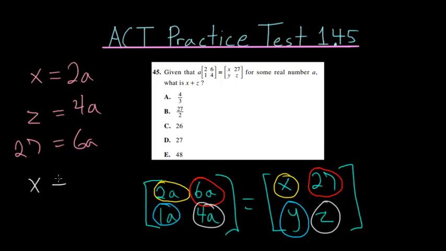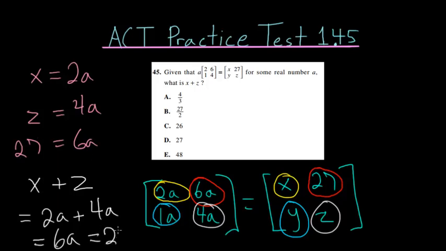So x plus z, we can just make some substitutions here. Since x is equal to 2A and z is equal to 4A, x plus z is equal to 2A plus 4A, which is 6A. And we know that 6A is equal to 27. So in other words, x plus z would simplify to 27. So our final answer here is this letter D.